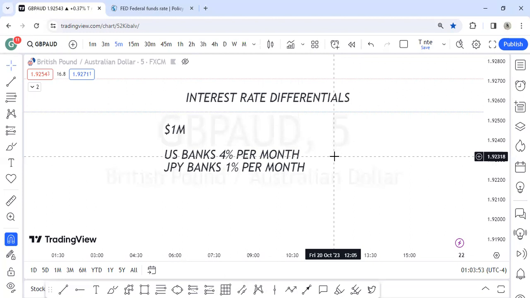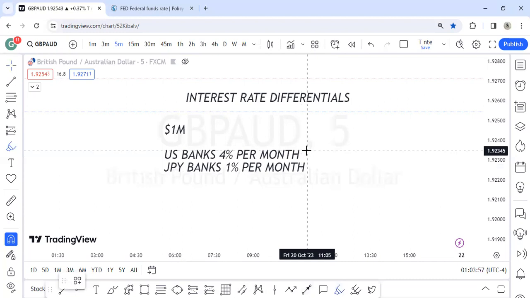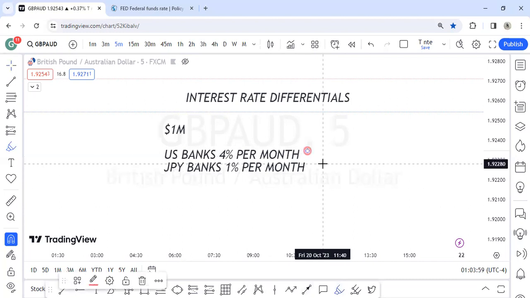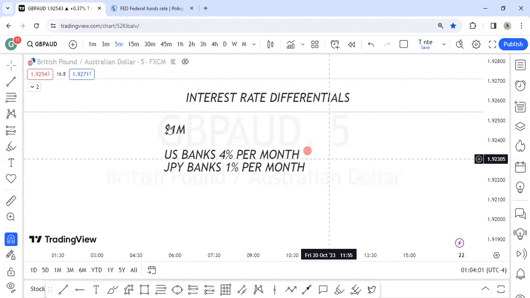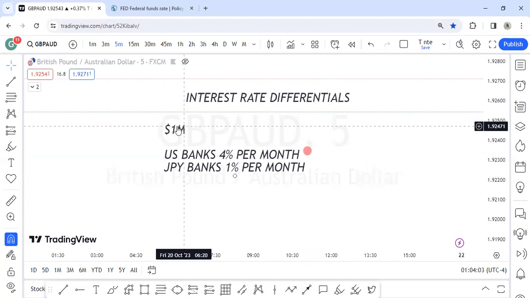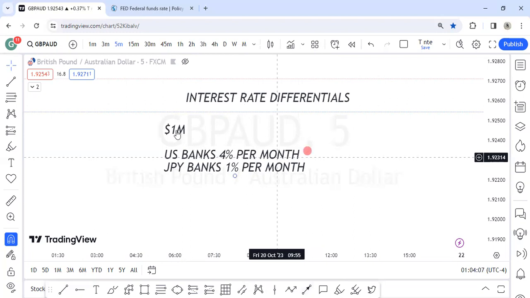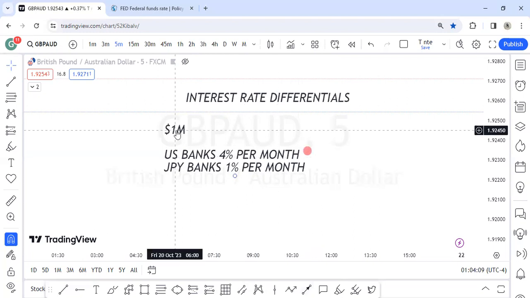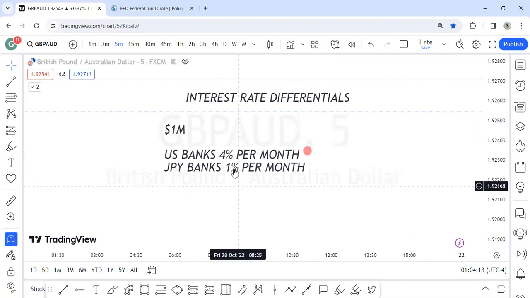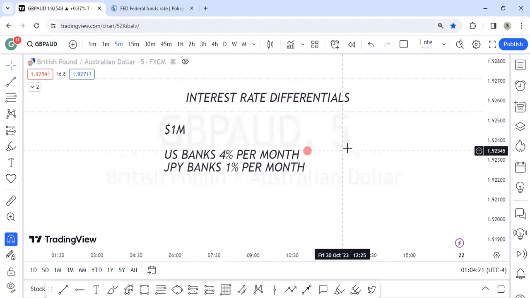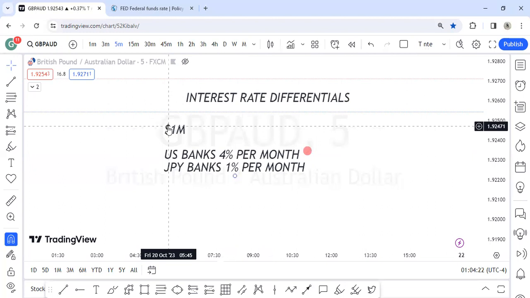It's likely this one, because the interest rate is what? Higher than that of the Japanese bank. So you would want to invest your money in the bank that has a more favorable interest rate because you're going to make more returns. 4% of $1 million is a lot of money. I think 4% of $1 million is about $40,000 or thereabouts, right? So you're making $40,000 per month compared to making $10,000 per month, right? So you would likely go for this one because the interest rate is higher.